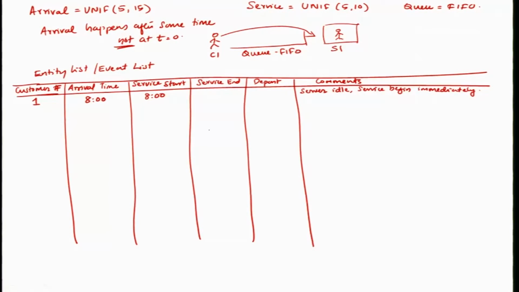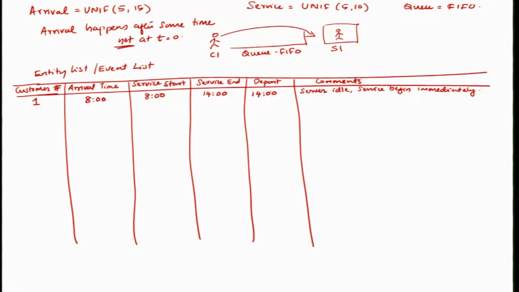And now the service time: when will the service end? You have to sample a time uniform between 5 and 10. Let us say I take it as 6 time units. The service starts at 8 and takes 6 minutes, so it will be over at the 14th minute. The entity will also depart exactly at 14.